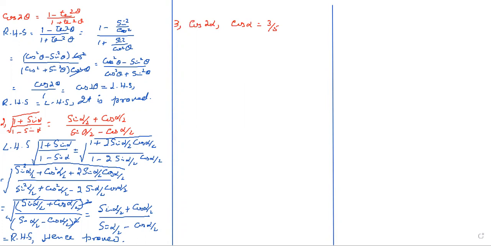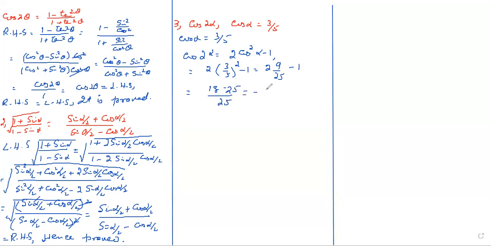Okay, come to the solution now. Cosine alpha equals 3 over 5 and cosine 2 alpha equals 2 times cosine square alpha minus 1, which equals 2 times 3 over 5 the whole square minus 1, equals 2 times 9 over 25 minus 1, which means equals 18 minus 25 over 25, which equals minus 7 over 25, which is our required answer.